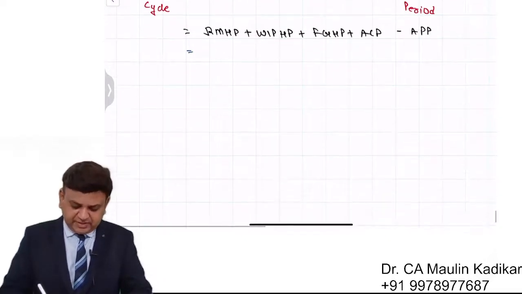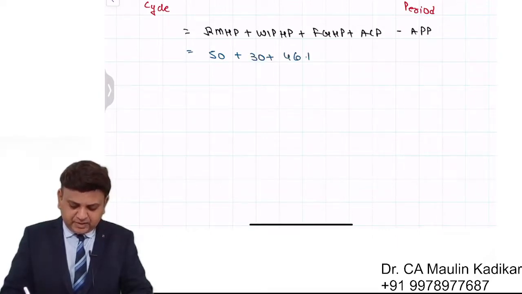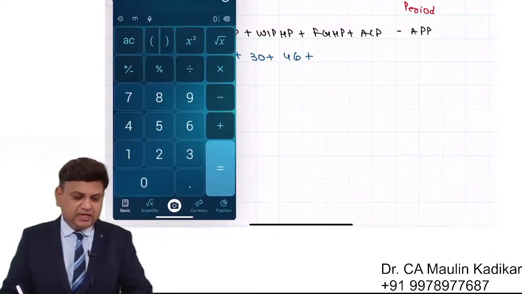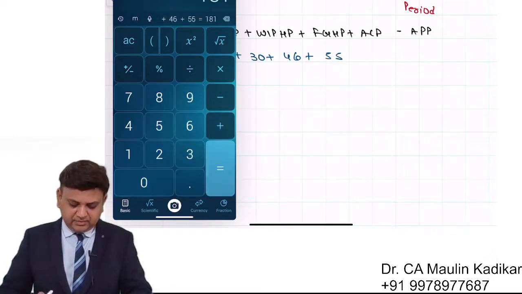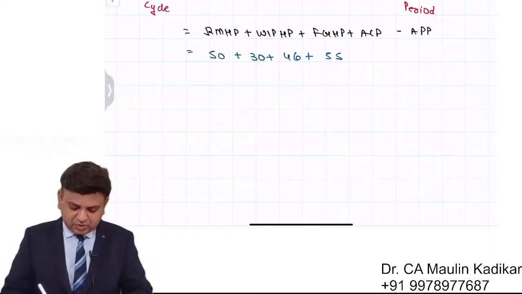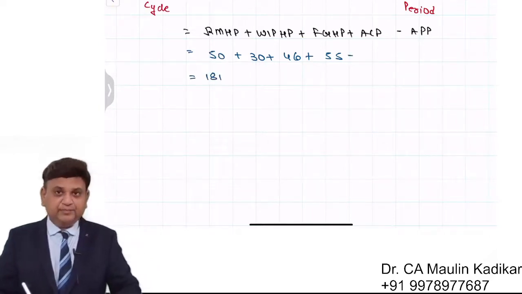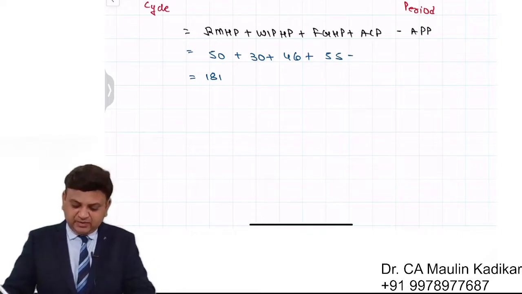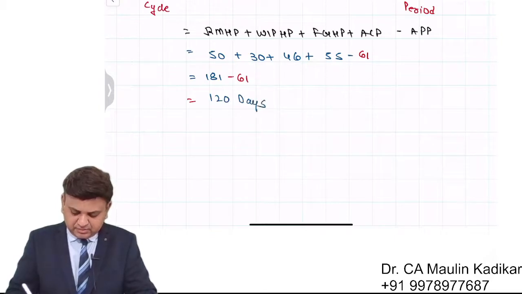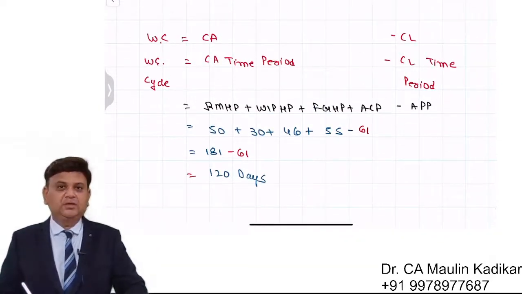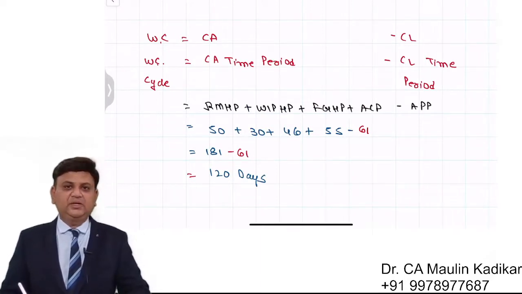Holding period of the raw material is 50 days. WIP holding period is 30 days. Finished goods holding period is 46 days. And average collection period is 55 days. So it is 50 plus 30 plus 46 plus 55. That comes to 181. So the total is 181 days. Minus average payment period. The average payment period for the creditors is 61 days. So the final answer is 120 days. That is the way working capital cycle is calculated. In a way, the working capital cycle is calculated in terms of the time period.